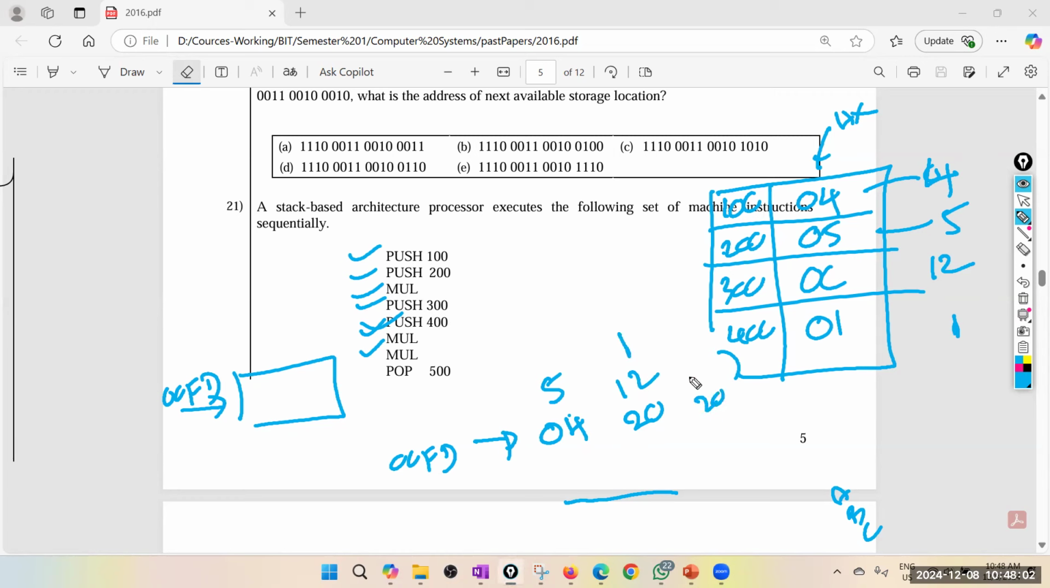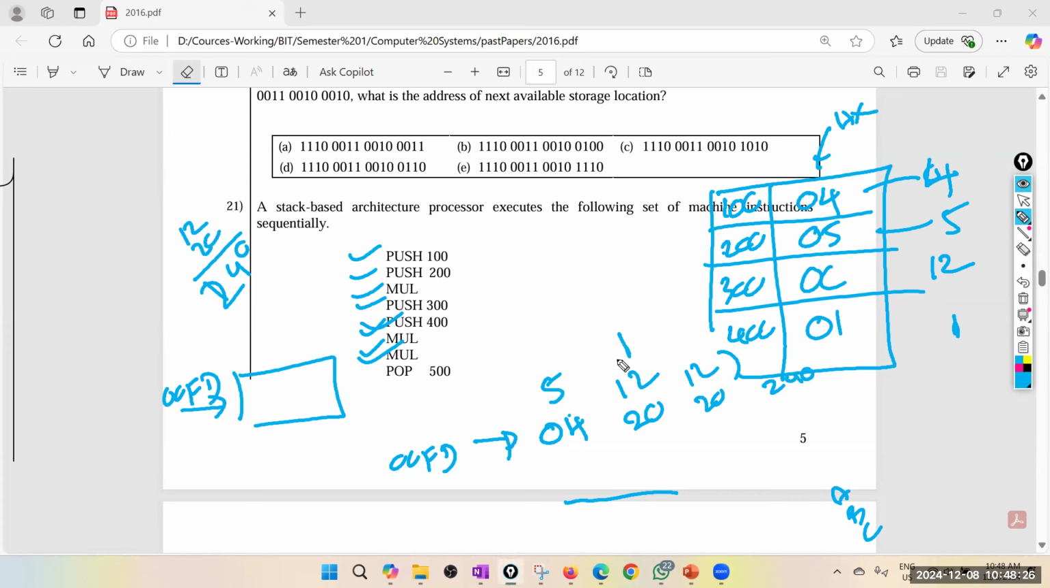Then 20 and 12 will be there, because we pop 2, multiply and push. Then again multiply, that is 20 into 12. Pop 2, multiply and push it. So 12 into 20, because now I'm working with base 10. 2 into 2 is 4, 240. Now my stack has only 240 in base 10.